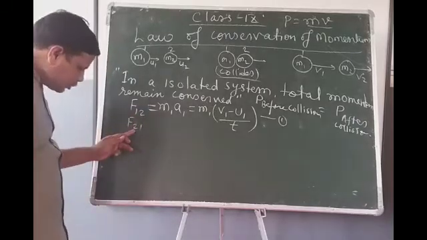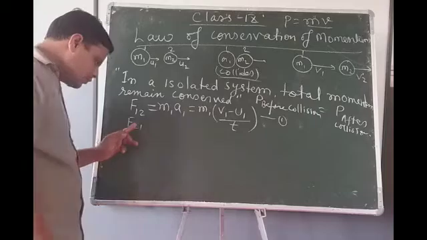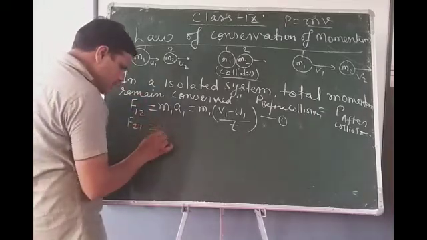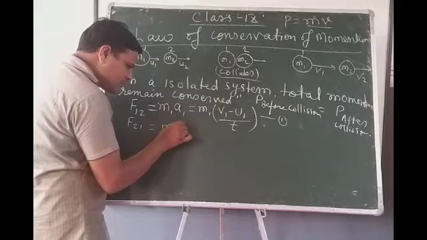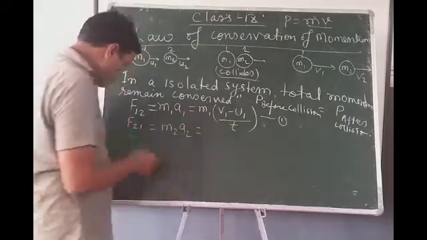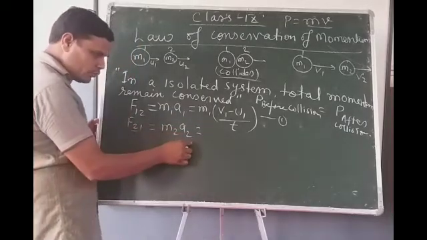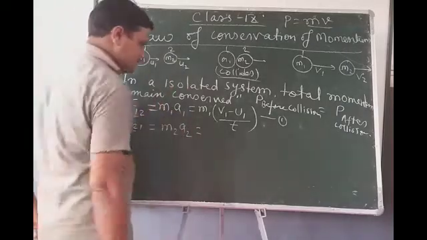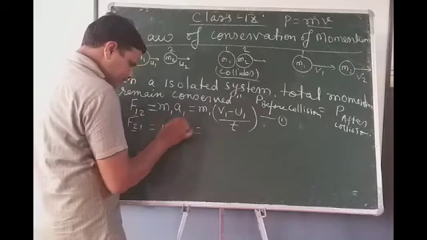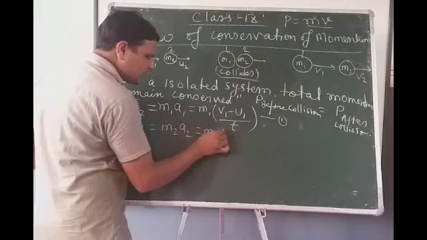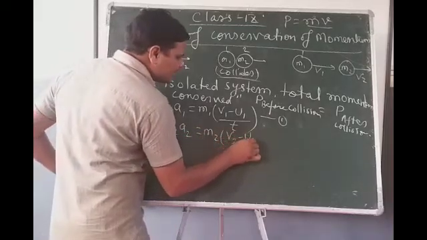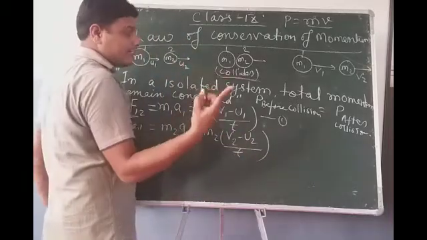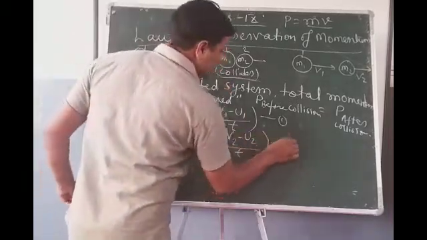Now what is the force on 2, that means the force on 2 due to 1? We can write it as m2a2. Force on 2 is m2a2, and force on 1 is m1a1. Now here you will write m2 (v2 minus u2) by t. Time is the same. Don't write t1, t2. Time is always the same. This is equation 2.